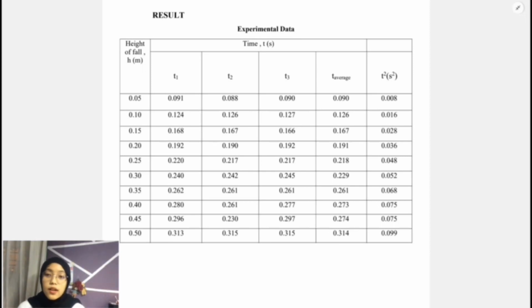As you can see, height of fall is 0.05 meter, and the first trial of time taken is 0.091 second, followed by 0.088 second on the second trial and 0.090 second on the third trial, with 0.090 second for average time.